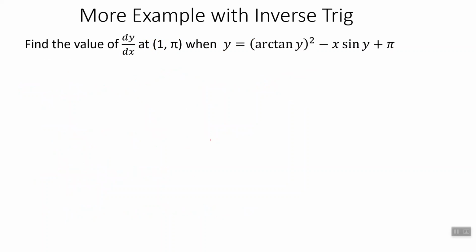All right, one more example. So we're back to implicit differentiation. We want to find the value of dy/dx at the point (1, pi). So x is 1, y is pi. y equals the arctan of y quantity squared minus x times sine of y plus pi.